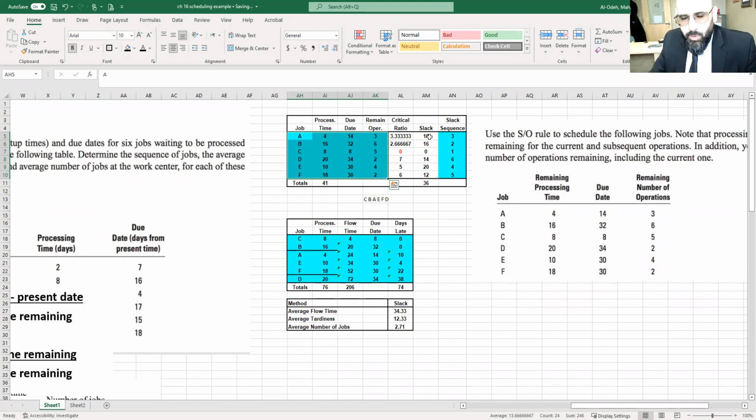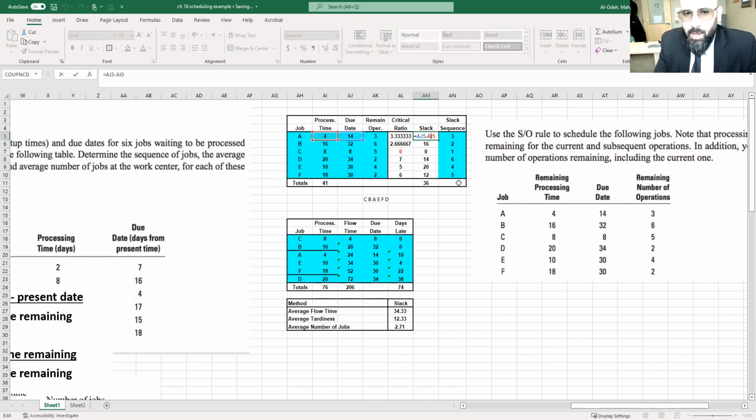So the first thing that you want to do is find out the slack time, which is basically how much buffer time you have before the due date, and that can be calculated by the due date minus the process time. So we have the due date of 14 minus 4. That will give you the slack of 10 days. So we have about 10 days to finish that job, basically.